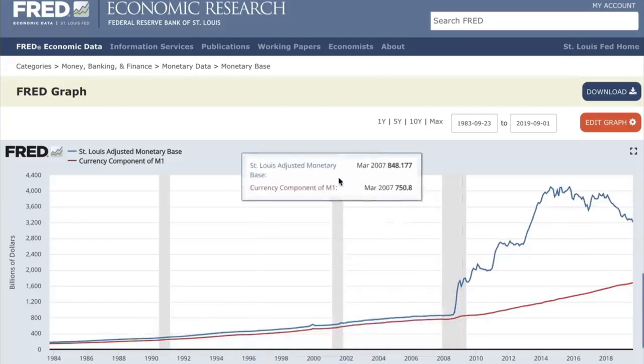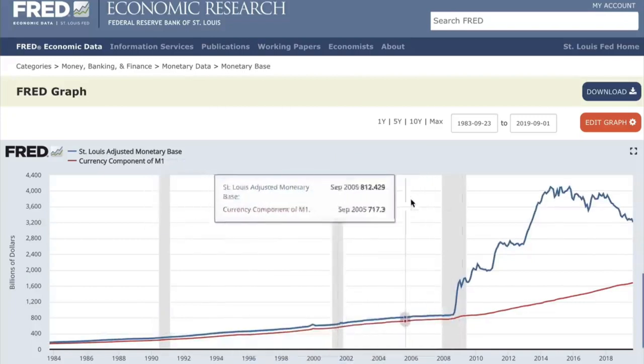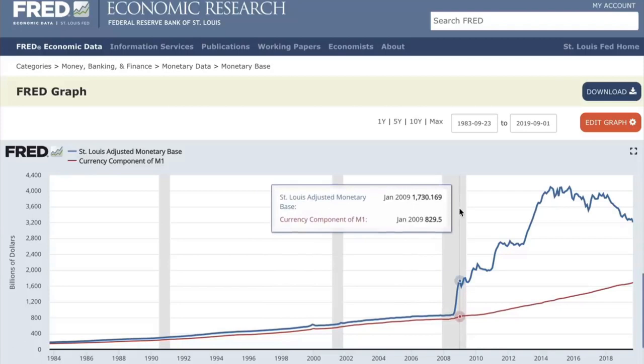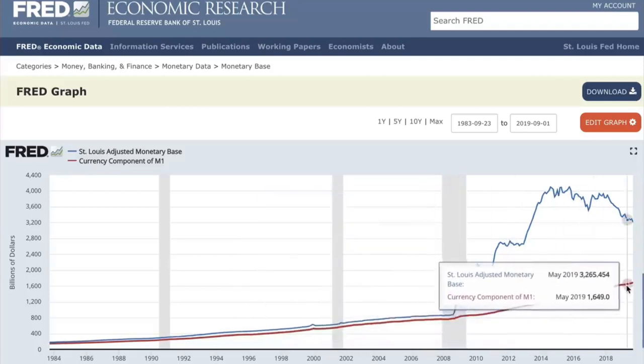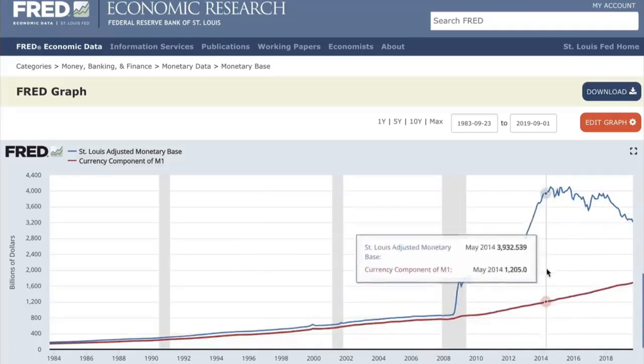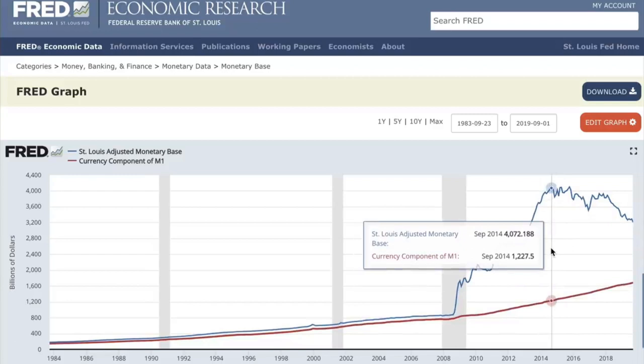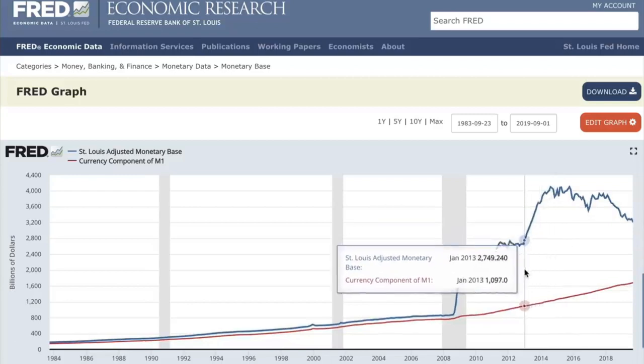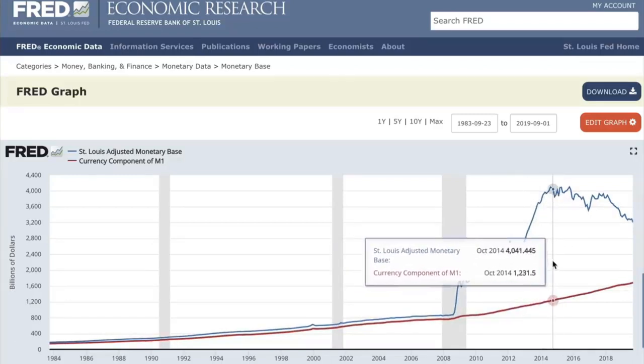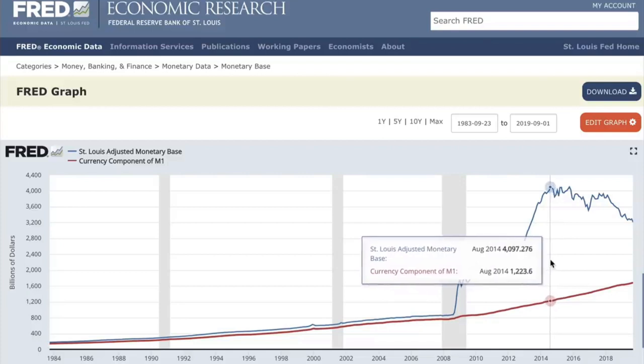And these are recession bars. The gray bars here are U.S. recessions. And so this is currency in circulation. And the area between these is called excess reserves. And this is the reserves that the commercial banks have in their accounts at the Federal Reserve. And it's used for end-of-day settlement and intrabank lending.